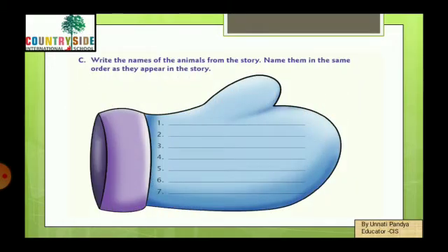With the help of this, you have to write down the names of the animals from the story. Name them in the same order as they appear in the story. So the order that we discussed, according to that, you have to write the names of all those animals in the mitten.